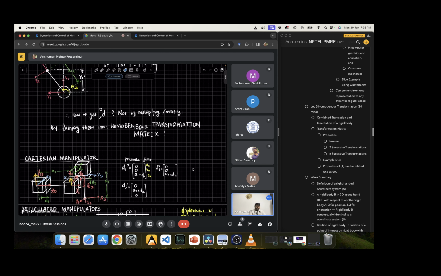So now if you want to find the vector of 2 with respect to 0, that is not by multiplying or rotating, that is actually lumping them into the homogeneous transformation matrix. So whenever you are finding the displacement, we also have to consider the rotation matrix as well. Hence that combined is known as homogeneous transformation matrix.